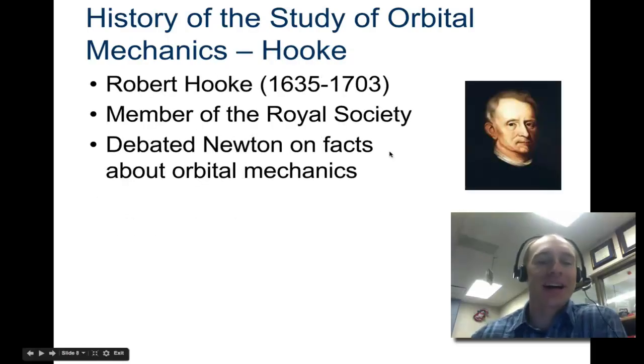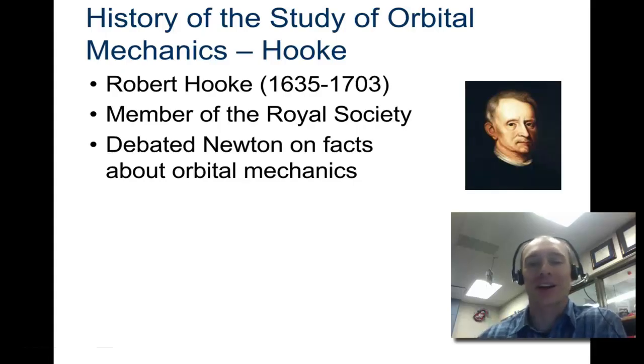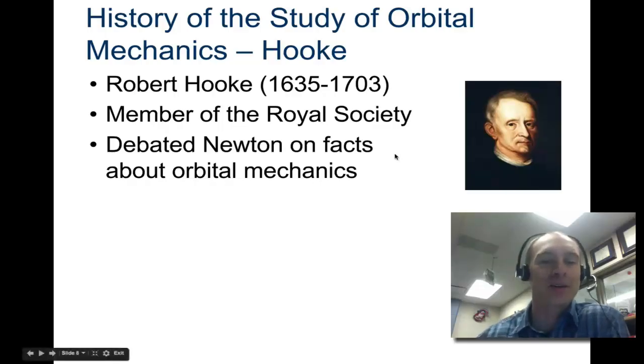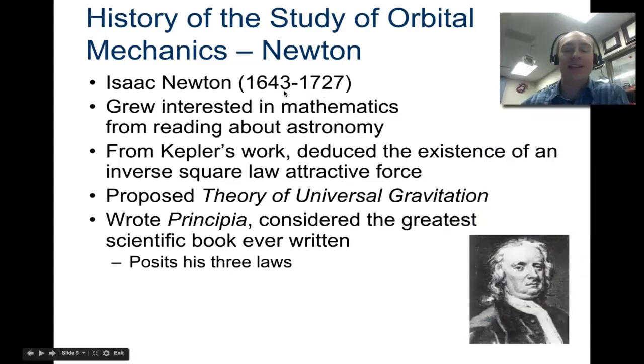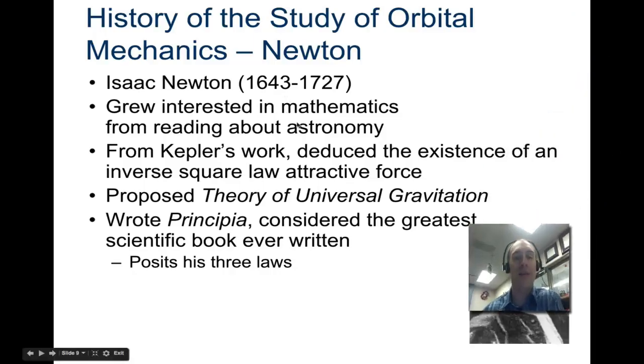Robert Hooke, as you may remember from physics, was responsible for developing Hooke's law, which he named after himself, like all good scientists do. And he liked to debate Newton on facts about orbital mechanics, which takes us to Newton in the late 1600s to early 1700s. He grew interested in mathematics from reading about astronomy. That was his catalyst. Now, from Kepler's work, about 100 years earlier, he deduced the existence of an inverse square law attractive force, and that is the theory of universal gravitation.